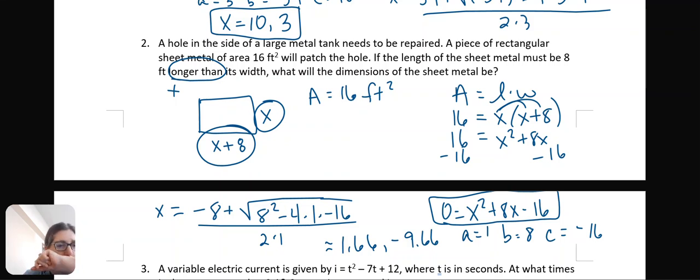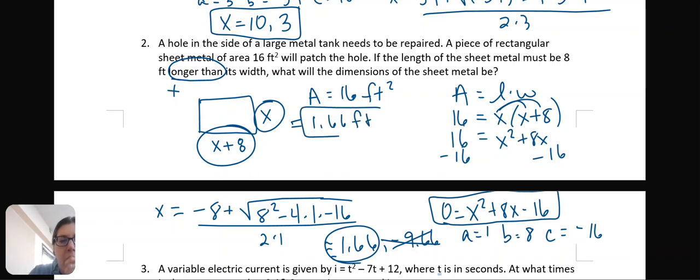So in our case, we're doing the side lengths of a rectangle, and there's no way we're going to have a negative side length. I'm not going to say go measure that rectangle and it's a negative 9 units. So we're going to cross that out, which means our 1.66 is our answer. So x is 1.66 feet. And then this other one is 1.66 plus 8, which is 9.66 feet. So our dimensions are 1.66 by 9.66.